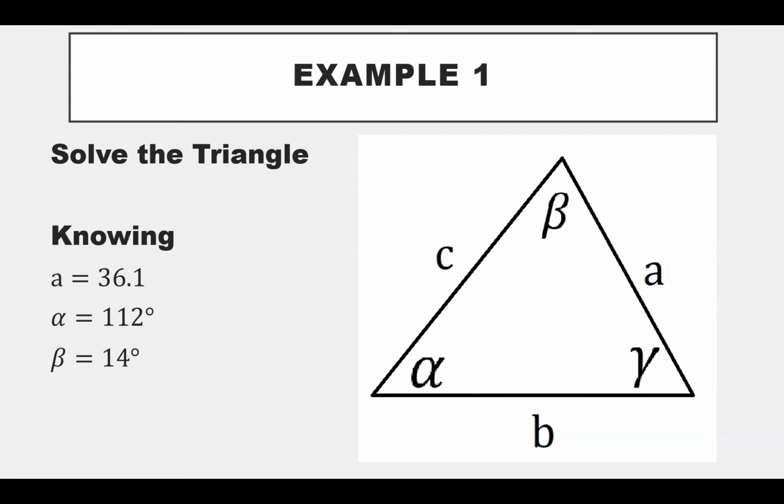So let's solve this triangle. Again, the picture is not accurate to the angles and the side lengths that we're going to get. So we have this information. We have three pieces of information. One is that the side A is length 36.1. The other piece of information is that alpha is equal to 112 degrees. And the third piece of information is that beta is equal to 14 degrees.